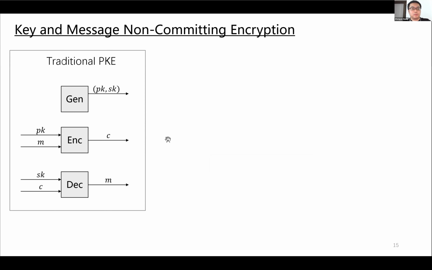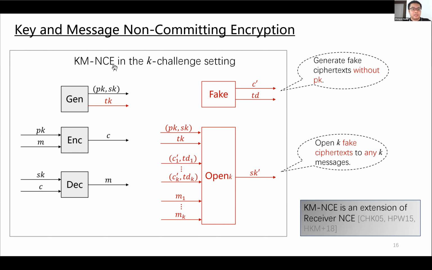Now let me introduce the primitive of KMNCE. A traditional PKE consists of 3 PPT algorithms. For a KMNCE scheme in the K-challenge setting, the key generation algorithm will additionally generate a trapdoor key, TK. And there are 2 additional PPT algorithms, the fake algorithm and the open algorithm.